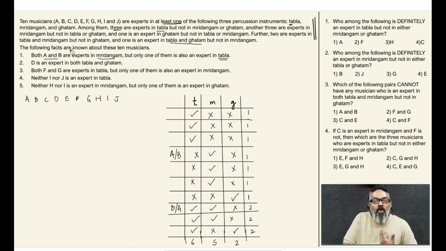Both A and B are expert in mridangam, so this will be here or here. Only one of them is expert in tabla, so only one has to have a tick. This has got a tick, this has got a cross. So one of them is going to fall there, another is going to fall there. So we have at least placed A and B in our box. A goes, B goes. Okay, thank you.